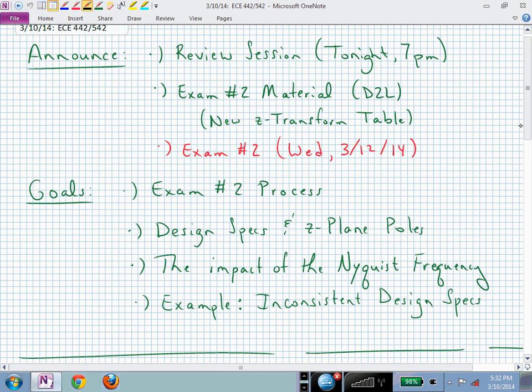The exam is Wednesday at 5:30 to 6:45. Today, I'll just quickly tell you the exam number 2 process, and we will continue with our discussion of design specifications. There you're thinking transient design specifications: settling time, peak time, percent overshoot, and how those are related to dominant Z-plane pole locations.